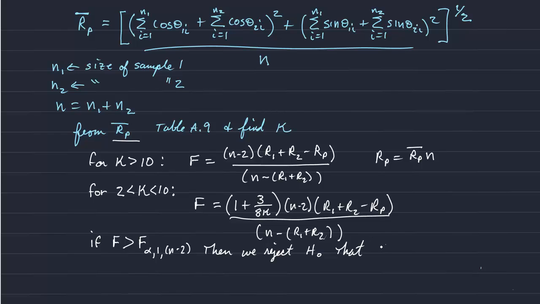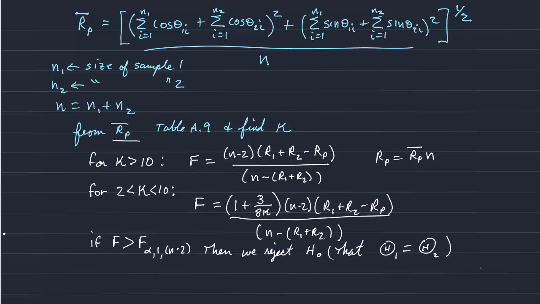Reject the null hypothesis that the direction of our sampled population 1 is equal to the direction of our sampled population 2. So that was our null hypothesis that we reject. That is to say that R1 plus R2 is too much greater than what it should be if the two sampled populations had equal mean directions. And that's why H0 is rejected.